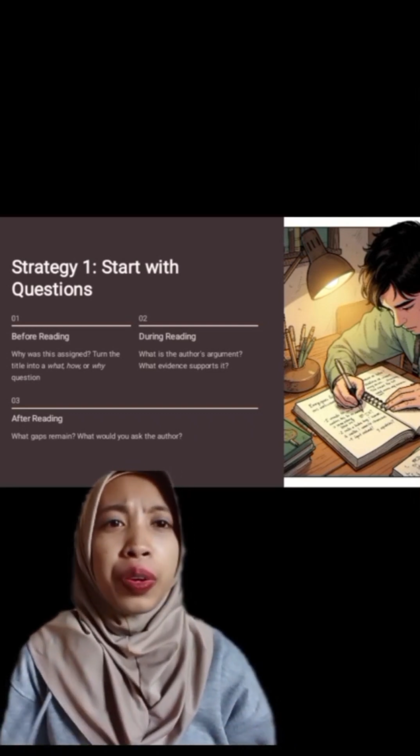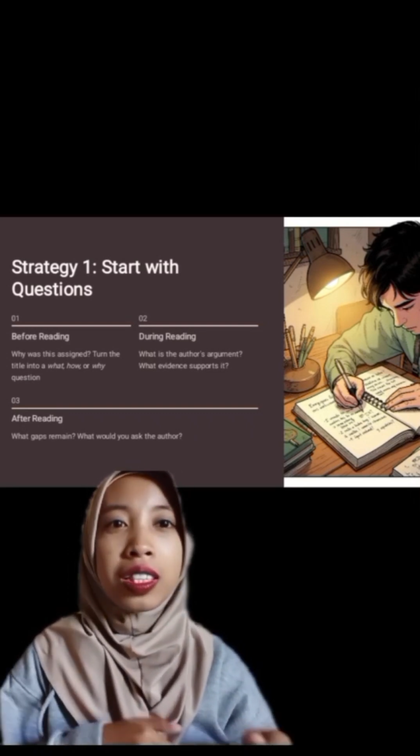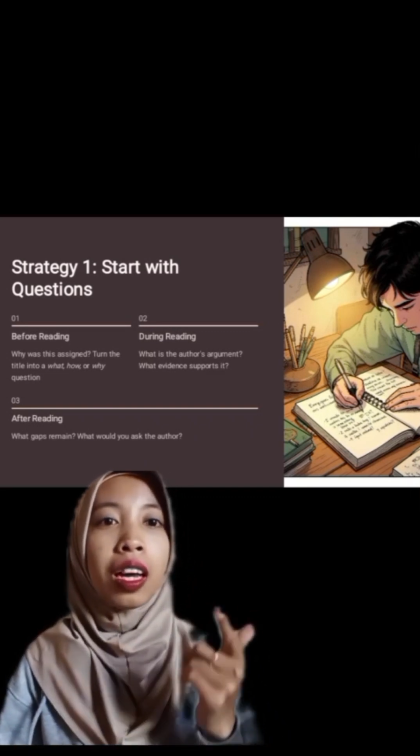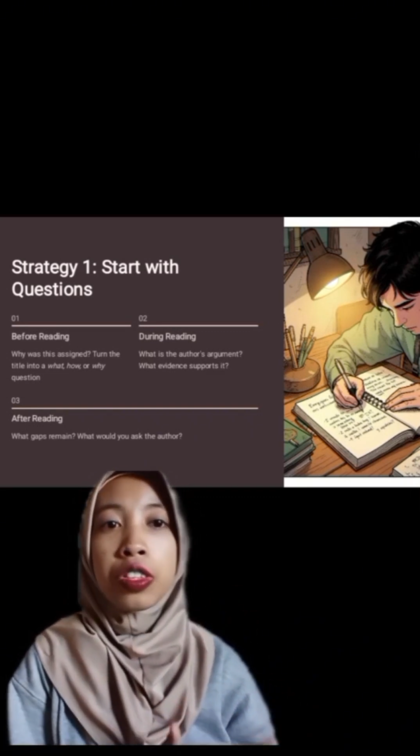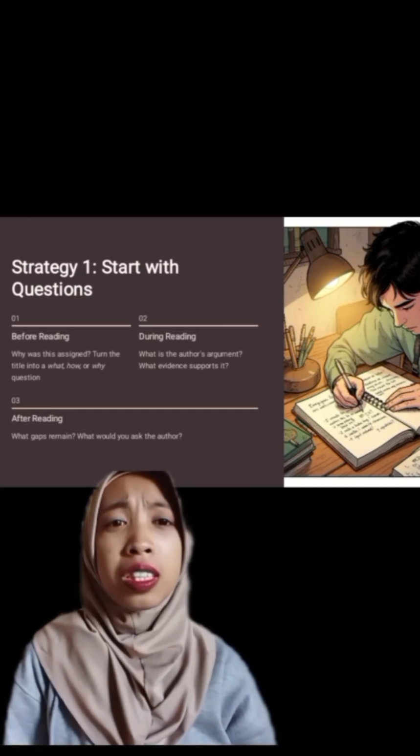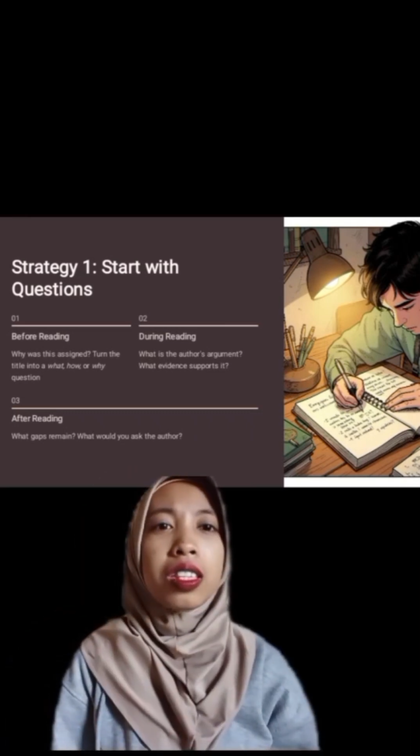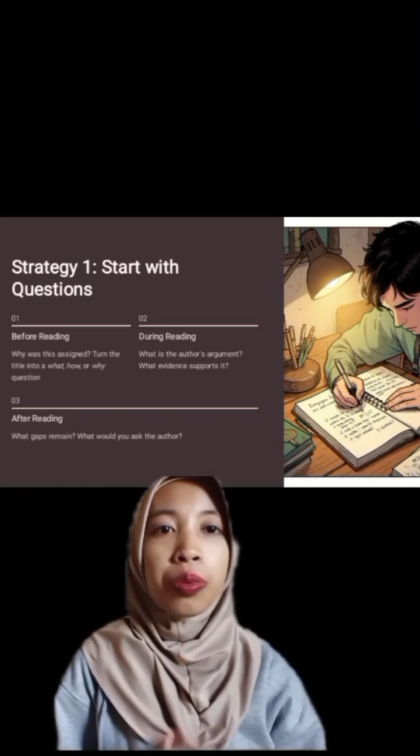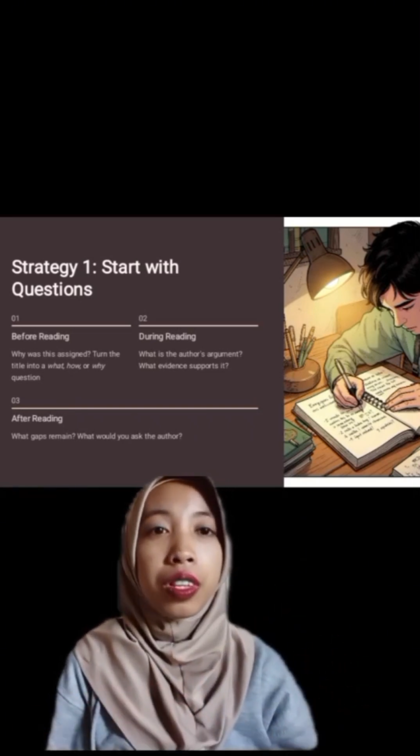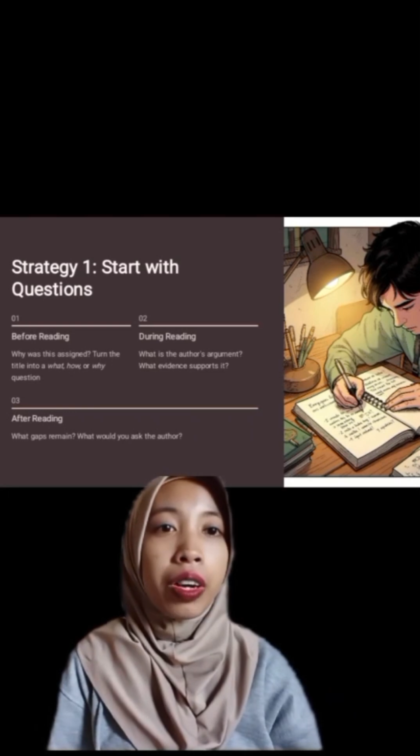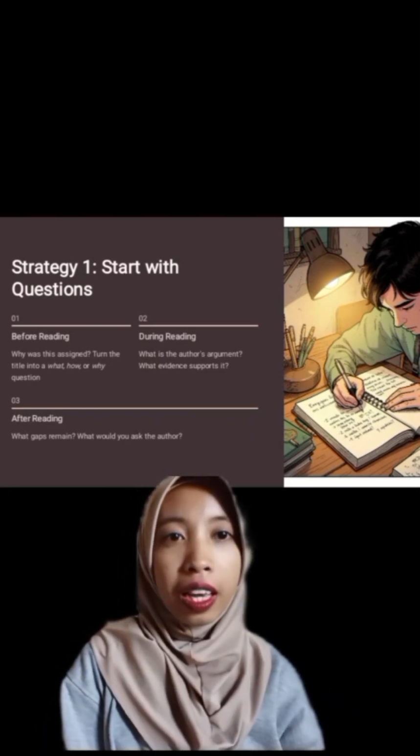This strategy encourages readers to think actively before, during, and after reading. Before reading, readers should ask questions such as why was this assigned? They can also turn the title into a what, how, or why question. This helps readers build curiosity and prepare their minds before reading the text.